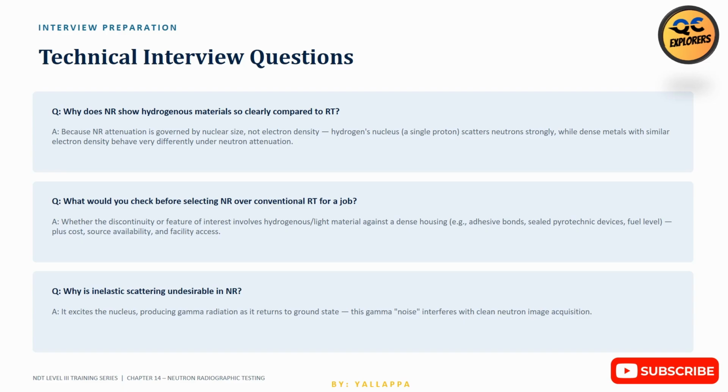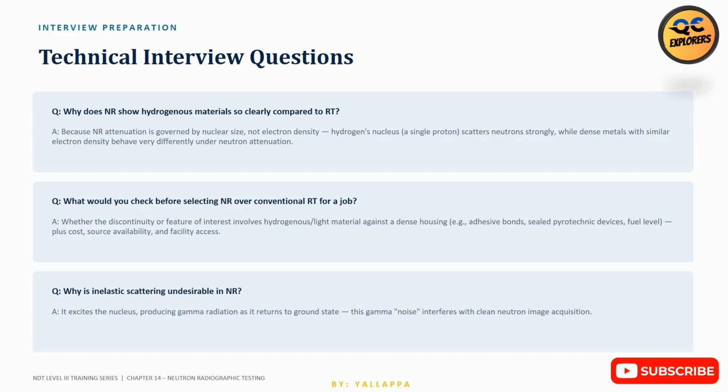Another common question is, what are the limitations of neutron radiography? A complete answer should mention that neutron sources are expensive and generally available only in specialized facilities. The equipment requires extensive shielding, strict radiation protection procedures, and qualified personnel. In addition, neutron activation may occur, meaning some materials become temporarily radioactive after inspection and require controlled handling.